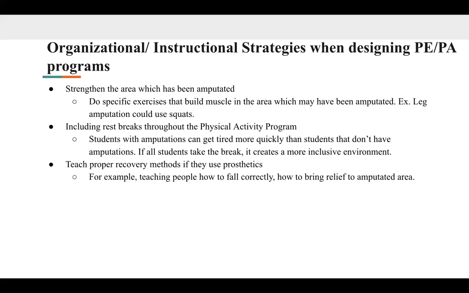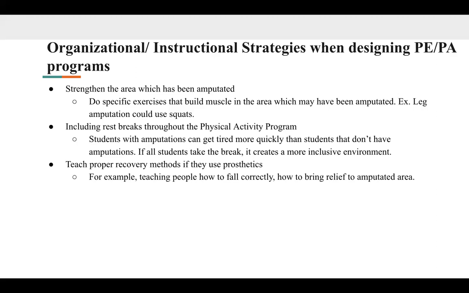Organizational and instructional strategies when designing PE or physical programs: strengthen the area which has been amputated. By that, we mean do specific exercises that build muscle in the area which may have been amputated. For example, with a leg amputation, you could do squats to help strengthen those muscles.